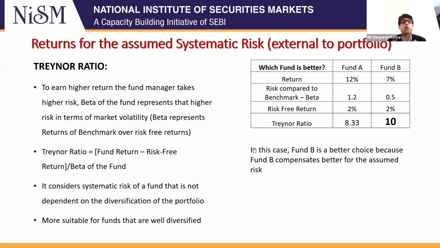So understand, suppose you are in a situation comparing 10 schemes which are well diversified. You're getting a similar Sharpe ratio. You can get into the Treynor ratio. The higher the Treynor, the better will be that scheme. So this is for a very well diversified portfolio. You can have a look at these ones.